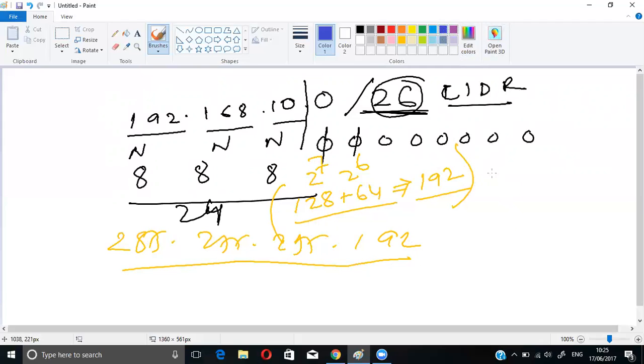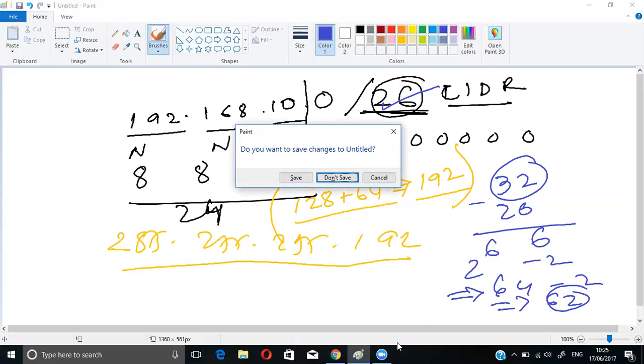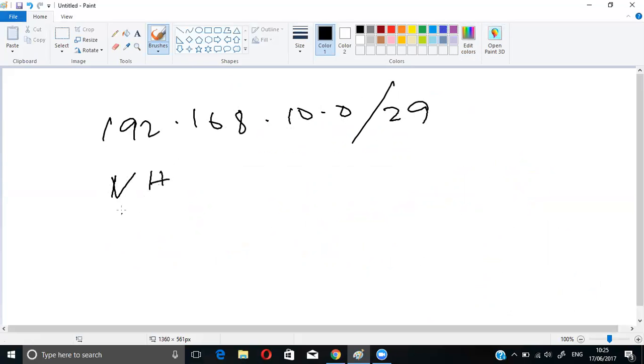And what will be the hosts? Total bits are 32. Network bits are now 26. You subtract that, how much will you get? 6. So 2 power 6 minus 2, that means 64 minus 2. So we'll get 62 hosts. Any problem? Now you people find out for 192.168.10.0/29 the valid hosts and subnet mask.